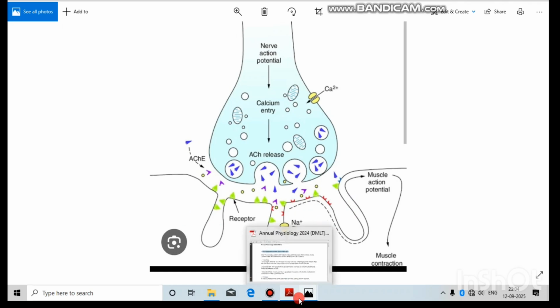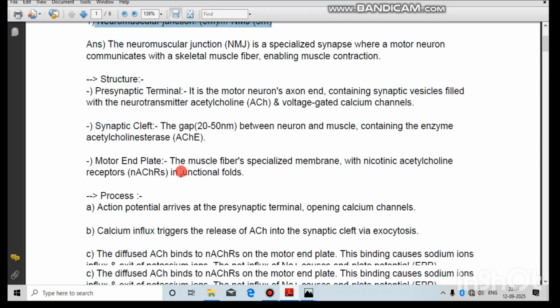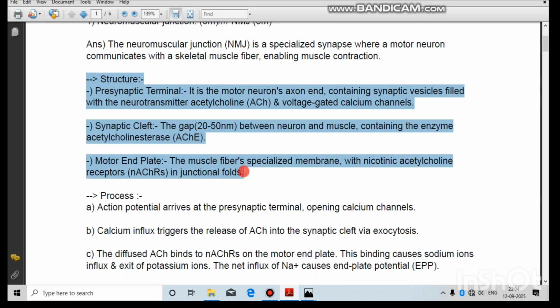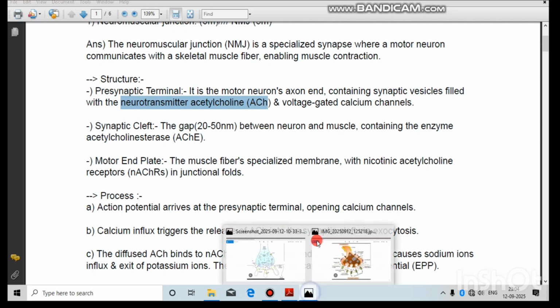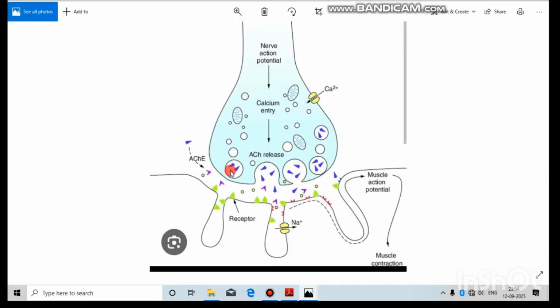The next part we will discuss is the structure of the NMJ. In that structure, the first part is the presynaptic terminal. In the presynaptic terminal, we find synaptic vesicles that are filled with neurotransmitters, that is acetylcholine. As you can see, there are synaptic vesicles here in the presynaptic terminal, in which we can find neurotransmitters. In blue color, these are all neurotransmitters. These are the chemical messengers.